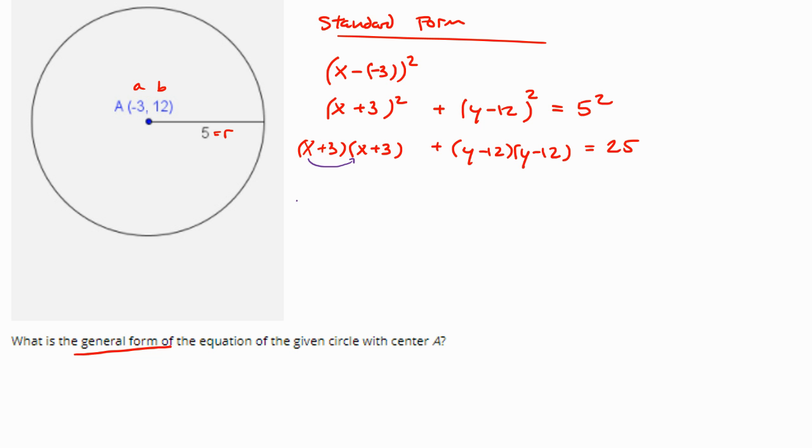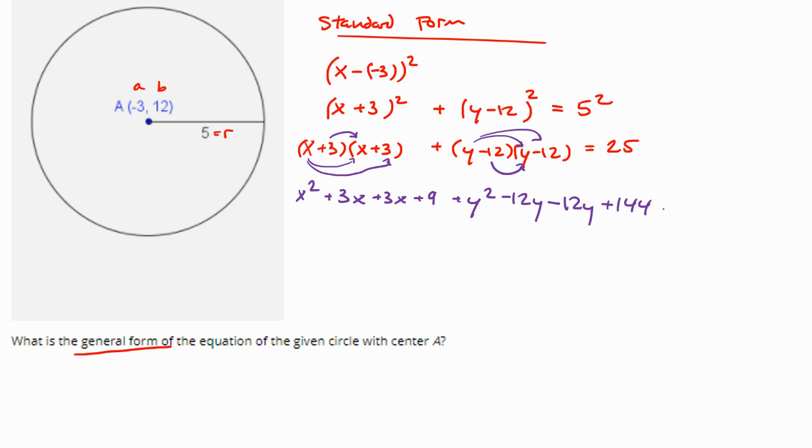X times x, x squared. X times 3, that's plus 3x. Now for this, 3 times x is another plus 3x. 3 times 3 is plus 9. Move on to the y's. Y times y, y squared. Y times negative 12, minus 12y. Negative 12 times y, negative 12y again. They'll always be doubles, okay? Just like you're seeing here, that'll happen each time. Negative 12 times negative 12 is a plus 144. Double check me.